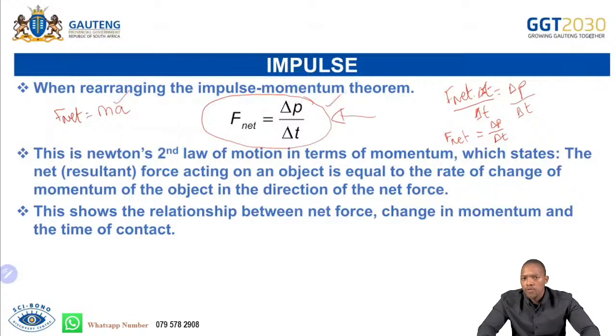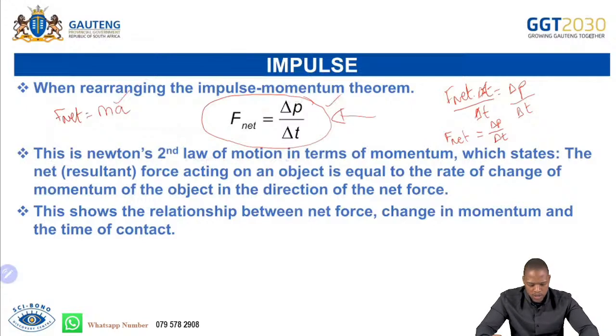Newton's second law in terms of momentum is one of the laws that you must be able to state. So you state Newton's second law in two ways. You state it according to the way it was stated in the previous lesson, where we say when a net or resultant force is applied to an object of mass m, it accelerates the object in the direction of the net force. The acceleration is directly proportional to the net force and inversely proportional to the mass of the object. You can state it like that. Sometimes you will be asked to state it in terms of momentum.